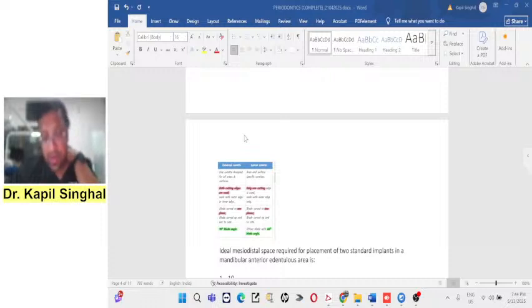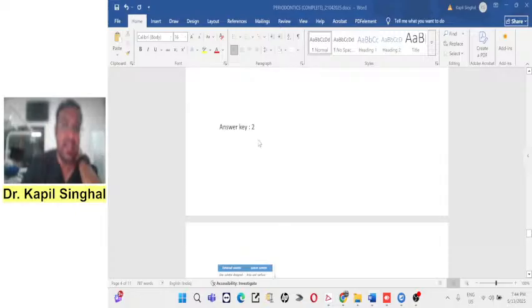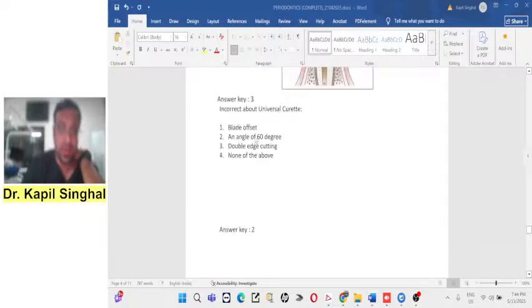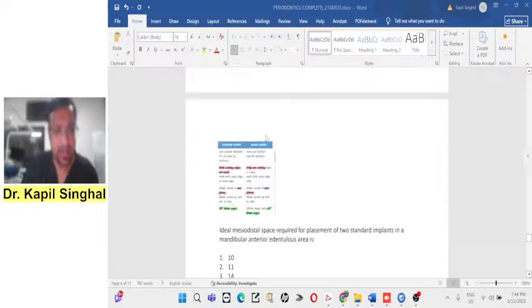Universal curette is curved in one plane as compared to Gracey curette, and it has a blade angle of 90 degrees as compared to 60 degrees for Gracey curette. Okay, so out of these options we know an angle of 60 degrees is not correct. The angle should be 90 degrees. So it is an incorrect option and a correct answer here.